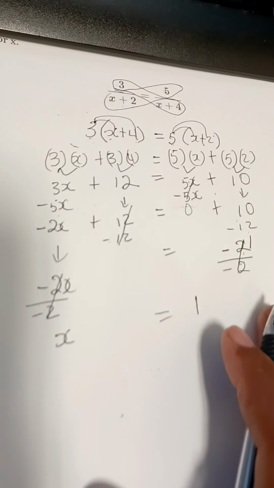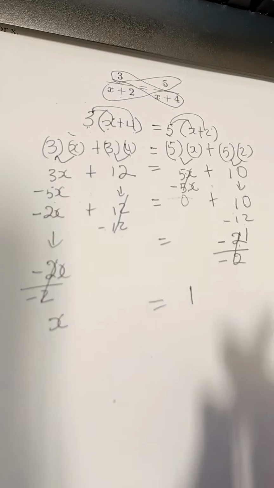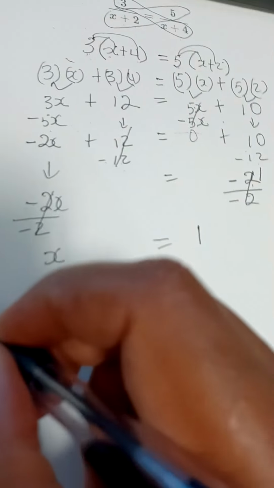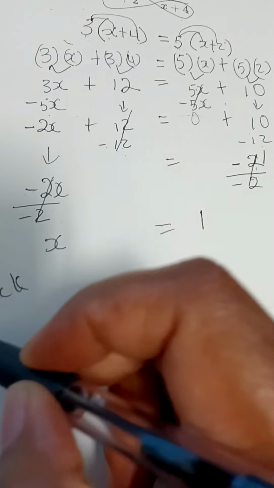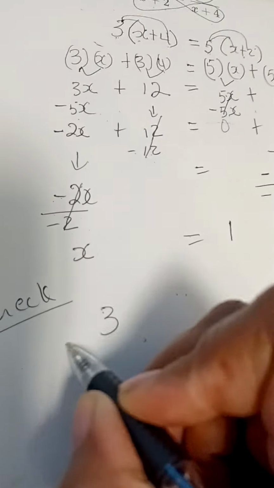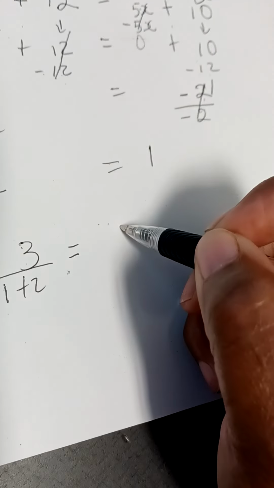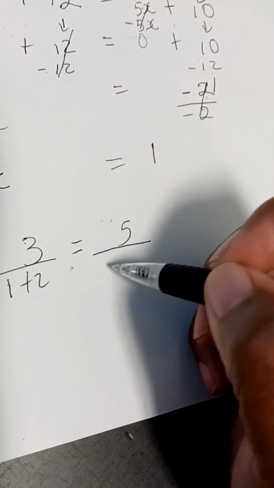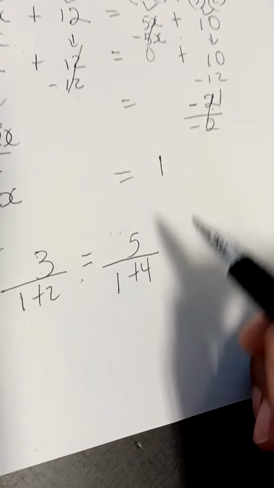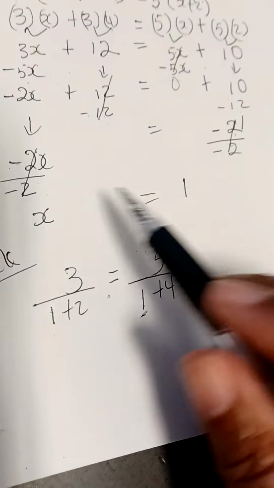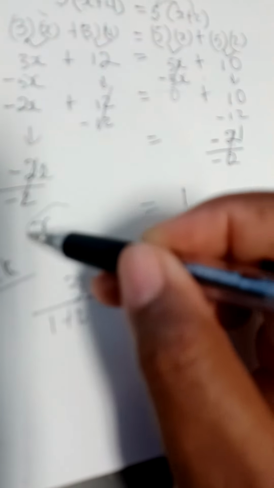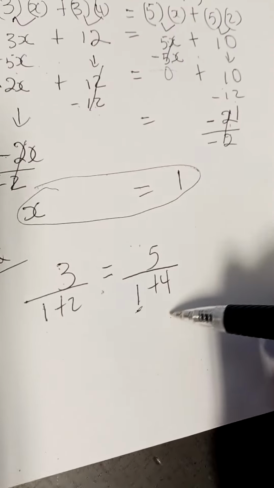And if we go in and plug 1 into the problem, let's check. You must always check. We have 3 divided by x plus 2, where x is 1, is going to be equal to 5 divided by x plus 4, where x is 1. Remember, this 1 comes from when you solve the problem and find out that x is equal to 1.